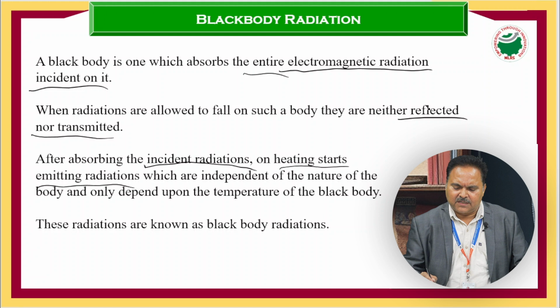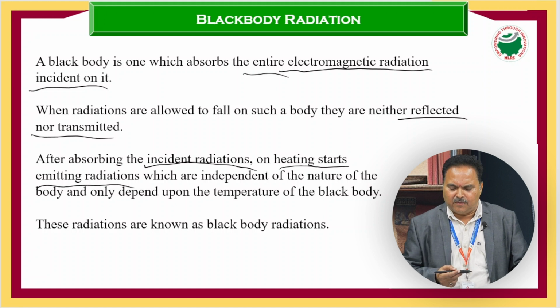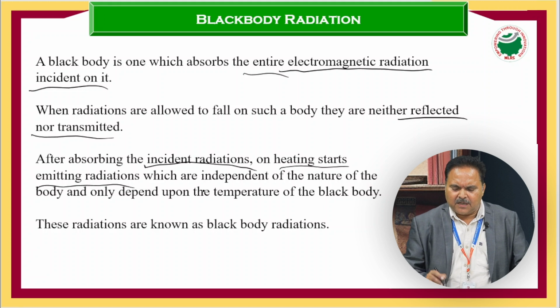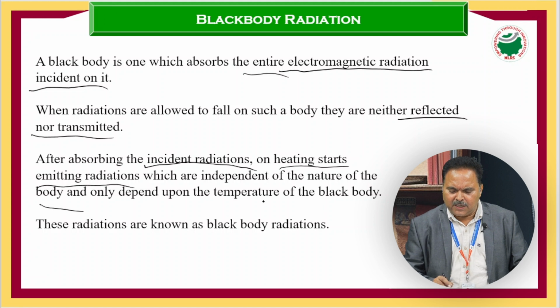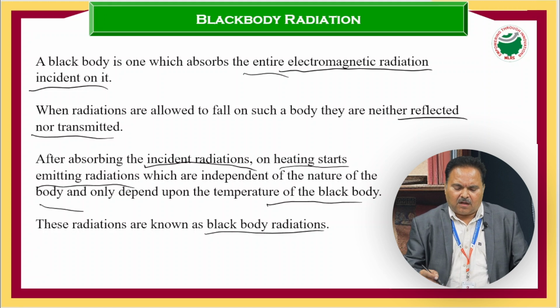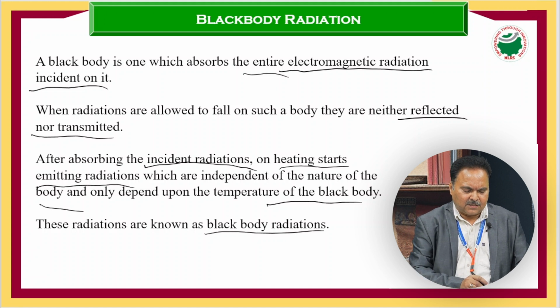If it is reflected or transmitted, it won't be absorbed properly, but a black body absorbs the total electromagnetic radiation. When it is heated up, all the electromagnetic radiations will be emitted. It is independent of the material; it depends only on the temperature of the black body. So these radiations we call black body radiations. Okay, so how can we prove this experimentally? We will see it on the next slide.